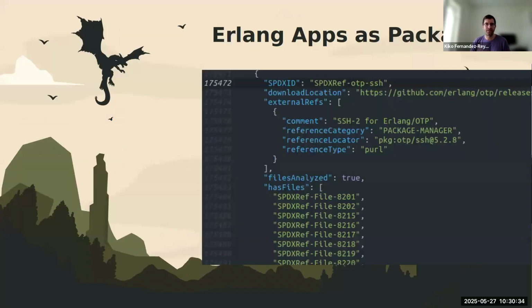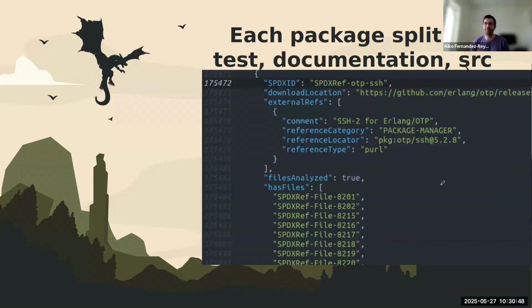What is the end result? Well, if we go with an example, we have, in this case, the OTP SSH application and some kind of version that we write in the package URL. But we also split things up by test and documentation so that it's easy if someone wants to remove things from the source as well.